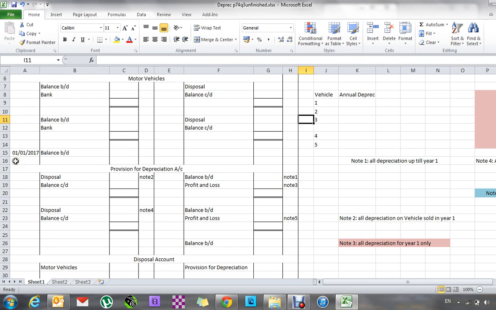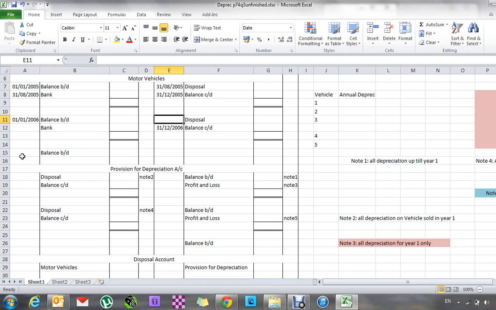So I'm going to start off by doing the opening balances for the motor vehicles account. I'm looking at my date. I'm doing this for 2005-2006, so my opening balance will be 1st of 1st 2005, and my closing balance will be the 31st of the 12th 2005. Then the disposal happened on the 31st of the 8th 2005, and then the bank, so that's when I bought my replacement one, happened on the same date. So I'll then have a balance BD at the beginning of 06, and I'll have a closing balance for 06.